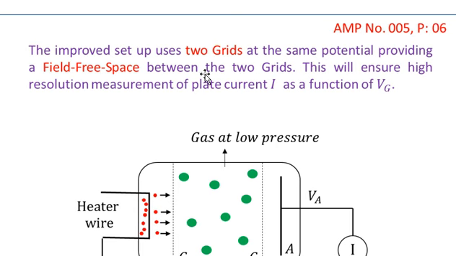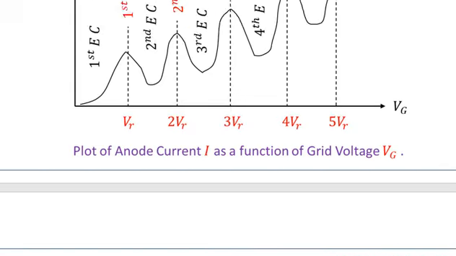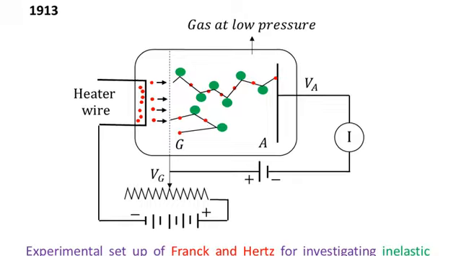The improved setup uses two grids at the same potential, providing a field-free space. You see that in the previous setups there was only one grid in the chamber, so the electrons are accelerated. And there is an anode terminal over here which is at a negative potential. So there is some electric field existing in this chamber region, due to the positive voltage of the grid and the negative voltage of the plate.